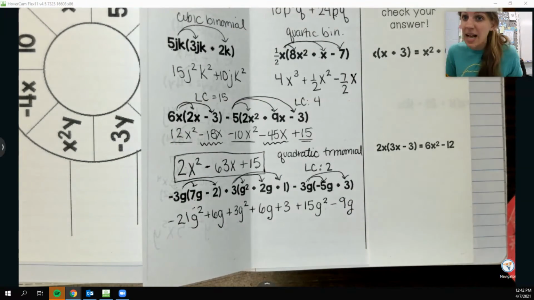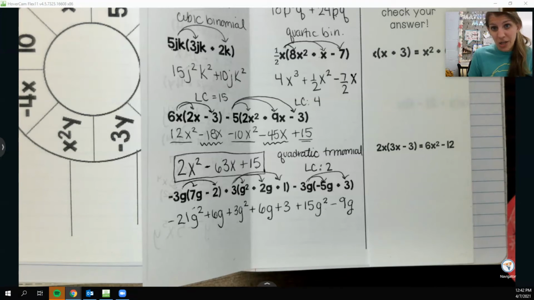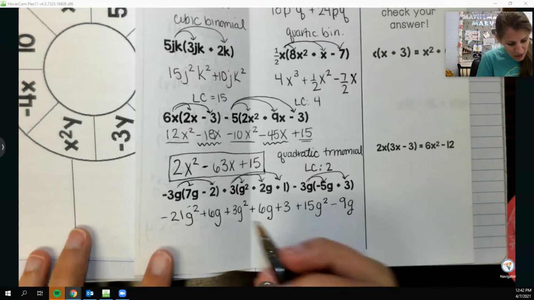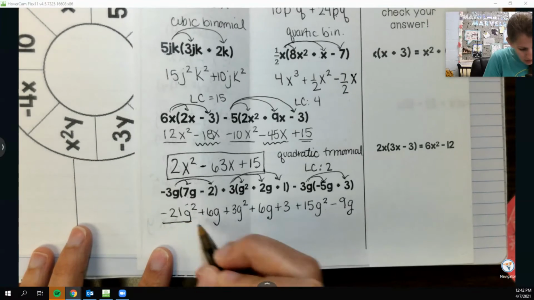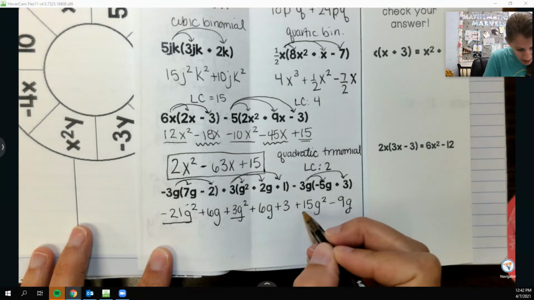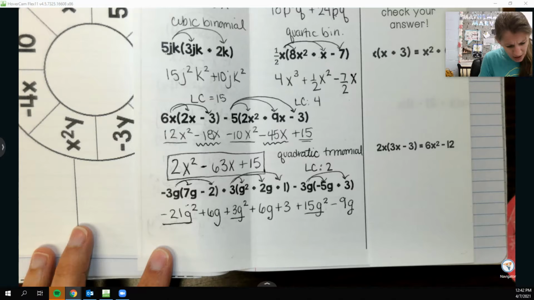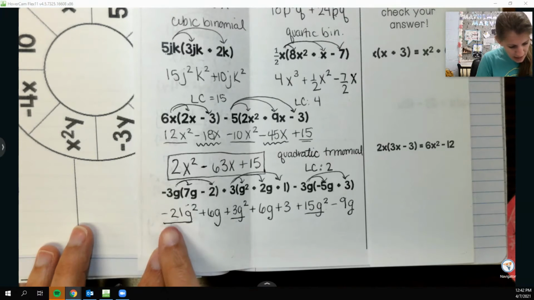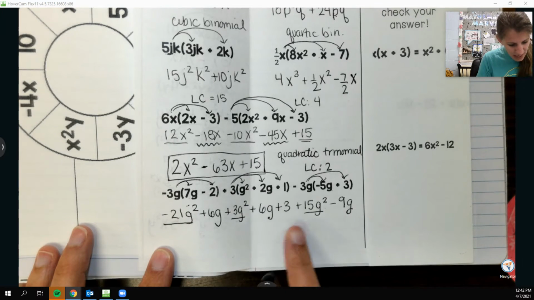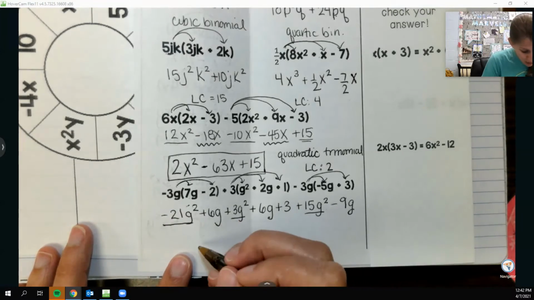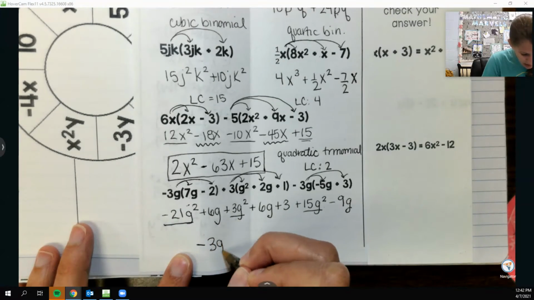Alrighty. Now I'm looking through trying to find that highest degree. And the highest degree is 2. So I have negative 21, 3, and 15. Which that total, let's see, negative 21 and 15 is negative 6, and 3 is negative 3, g to the second.